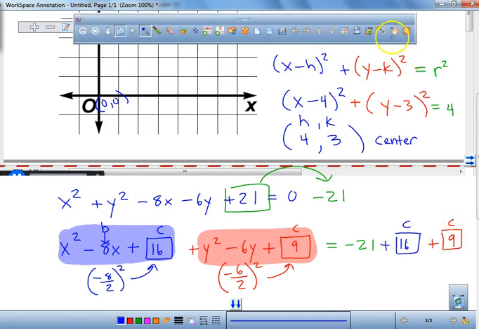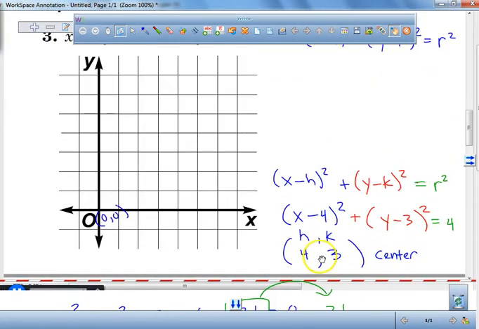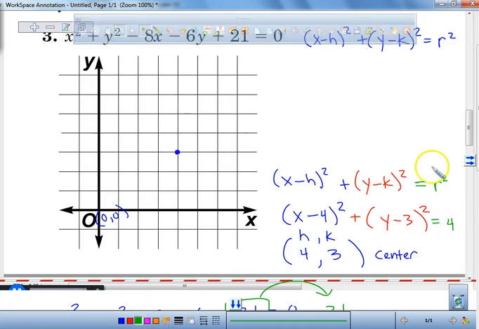All right, so everybody, we are going to plot 4, 3. A 1, a 2, a 3, a 4, half a 3. Now, this is where students, if they make a mistake, this is where they'll make a mistake. The radius. Because the radius is not 4. The radius is actually 2, because r squared is 4. So your radius has to be 2.